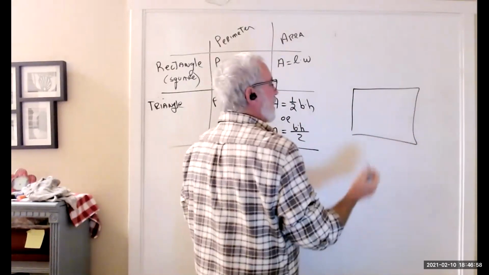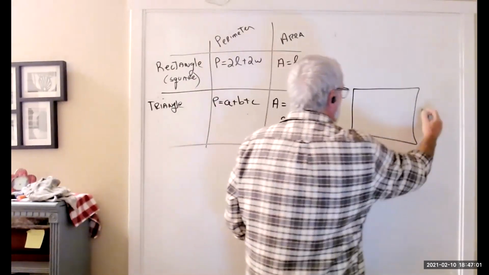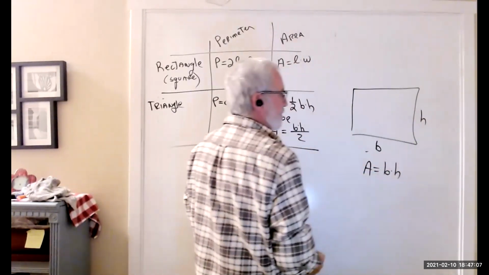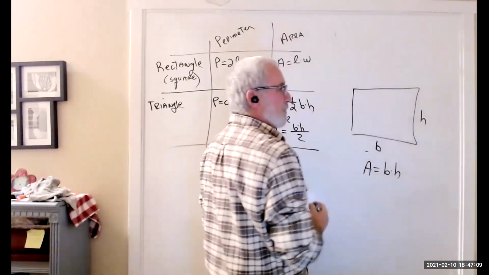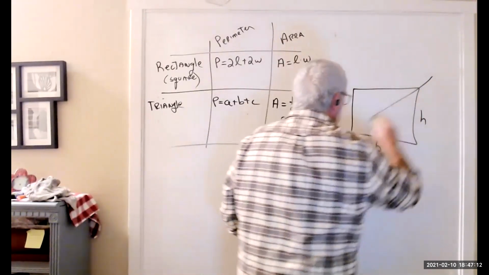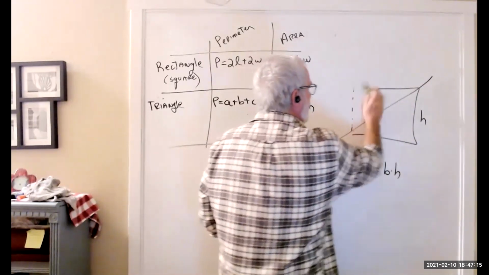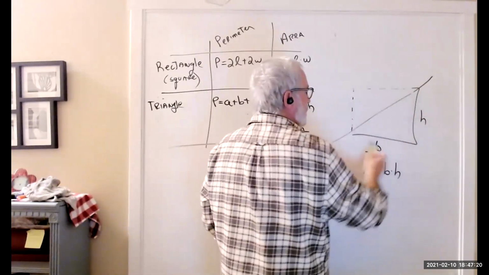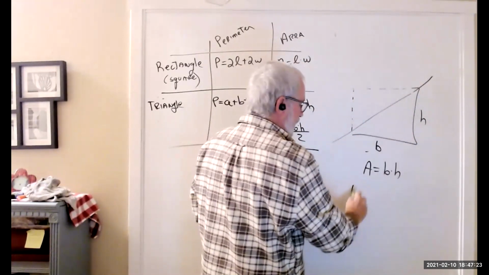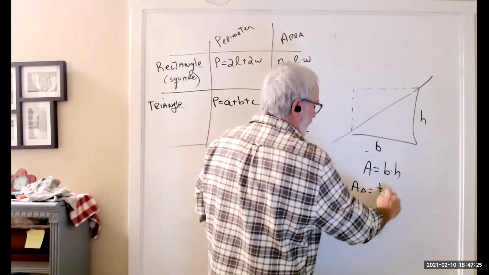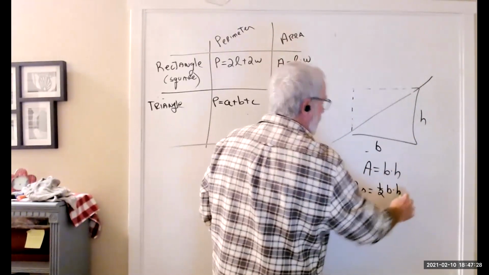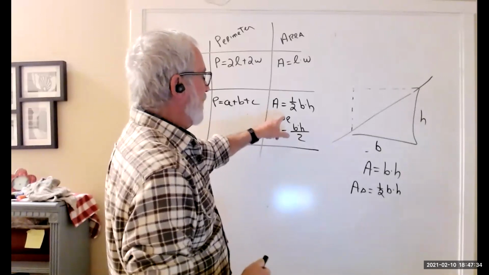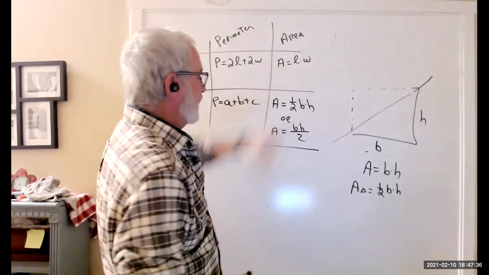If we take a rectangle and we say this is the base and this is the height, then the area of this rectangle is base times height, length times width. But if we take a triangle, if we cut this in half, then a triangle is literally half of a rectangle. So the area of a triangle is half the area of the rectangle, because you just take that rectangle and chop it in half. That's where that formula came from. So this is kind of related to that one.